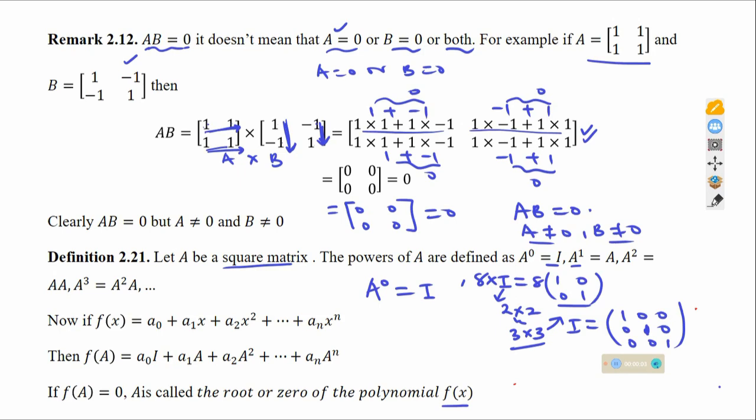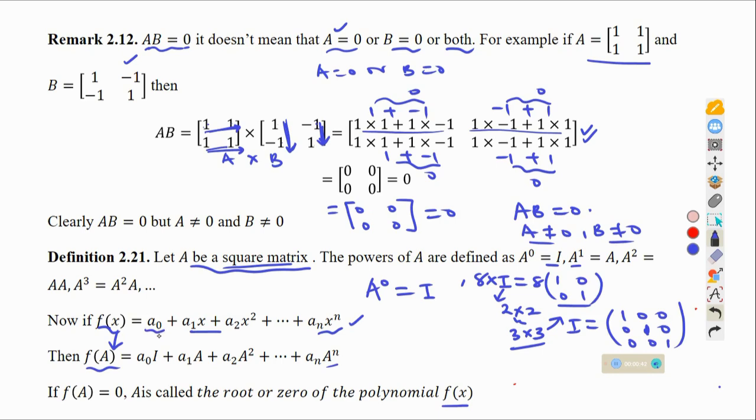Now, if you have a polynomial, for example f of x, which is the same as a0 plus a1 of x plus a2 of x squared, up to an of x to power n. This is a polynomial in terms of x. So if we have this polynomial here, now let us consider f of A. Remember that our A is a square matrix. So whenever we have x, we shall simply substitute there A. So that is a1 of A, a2 of A squared, up to an of A to power n.